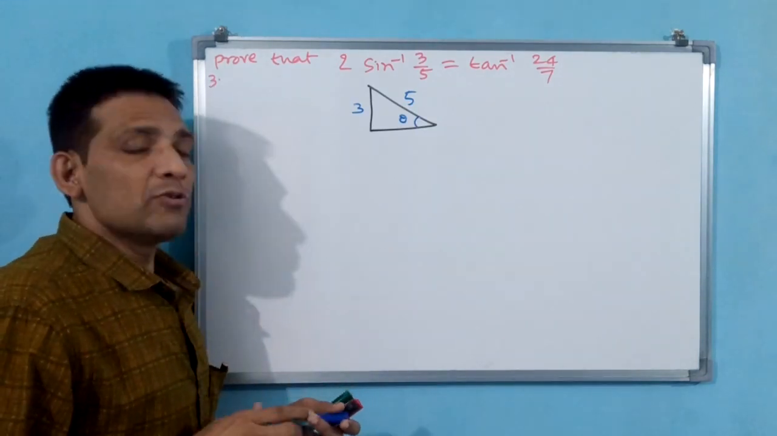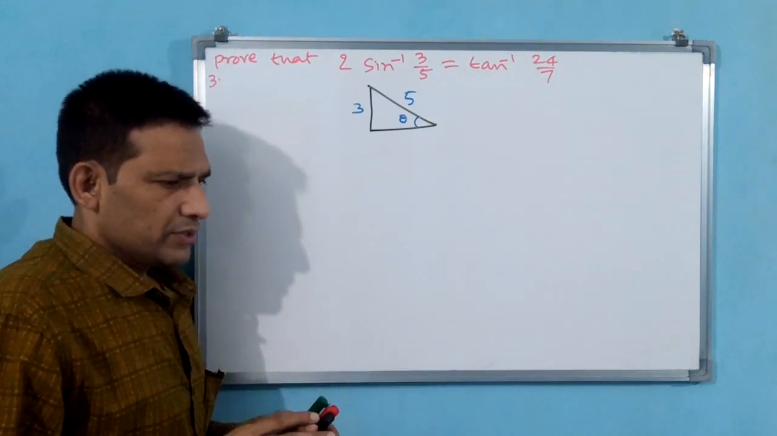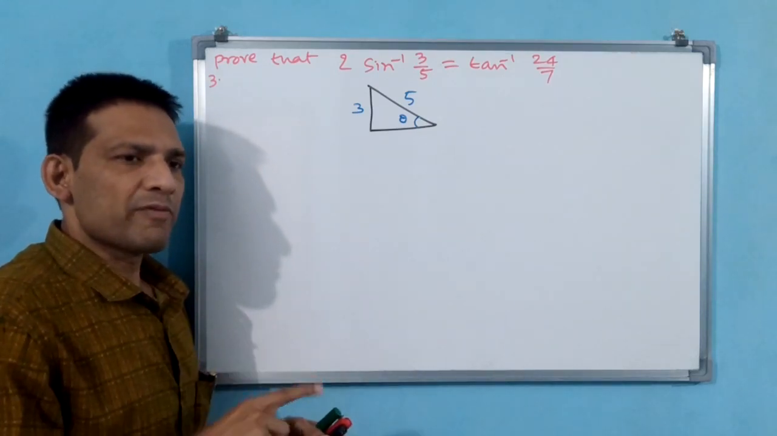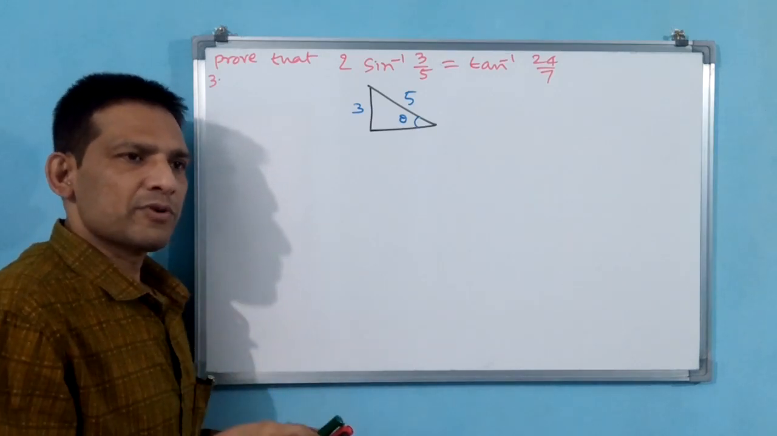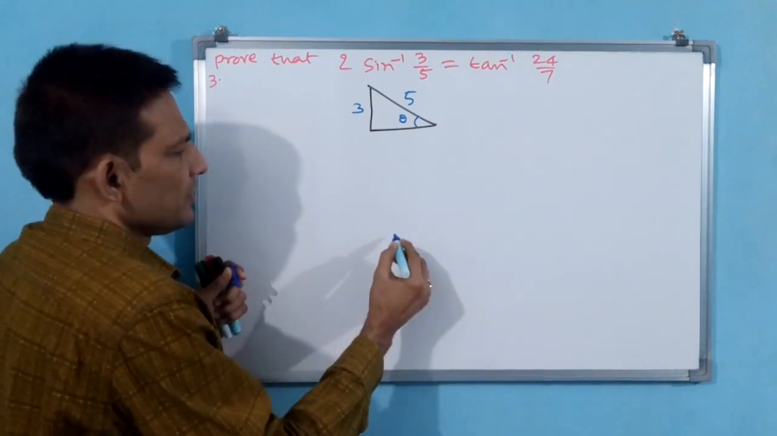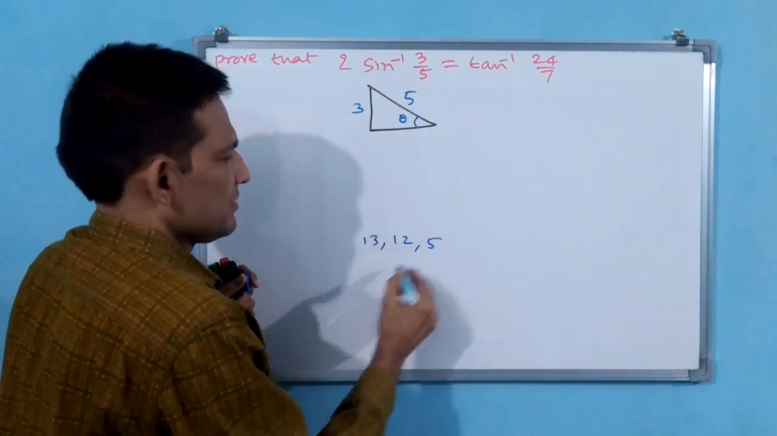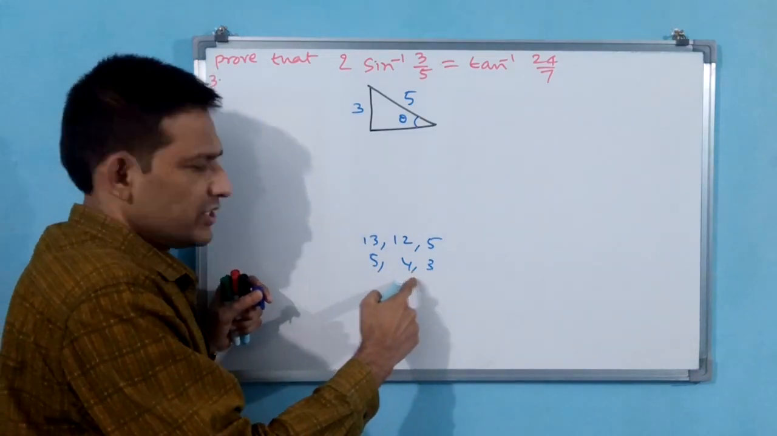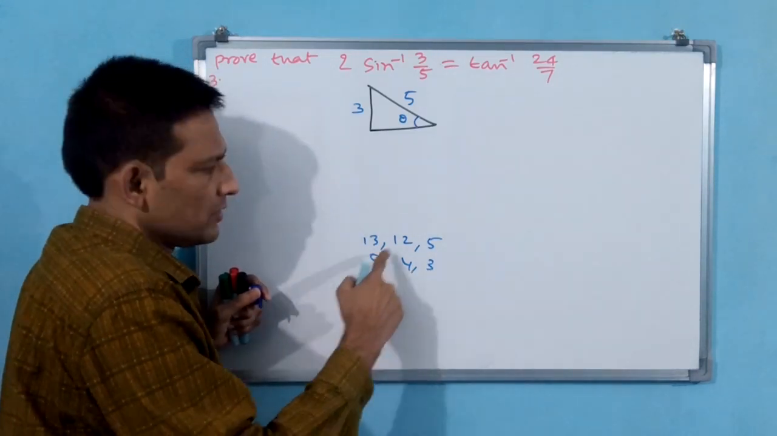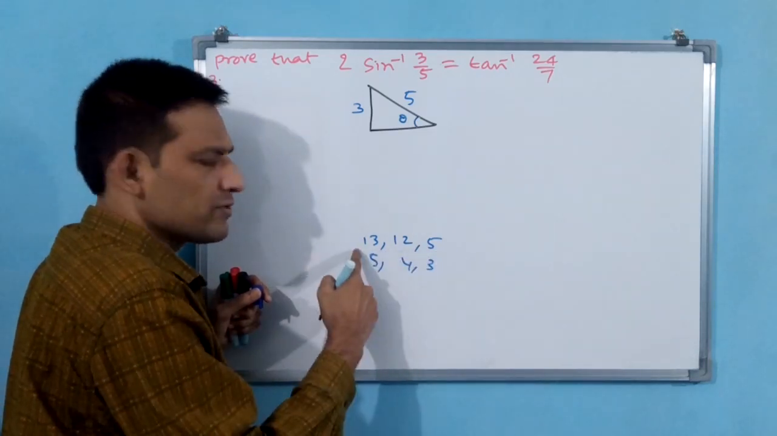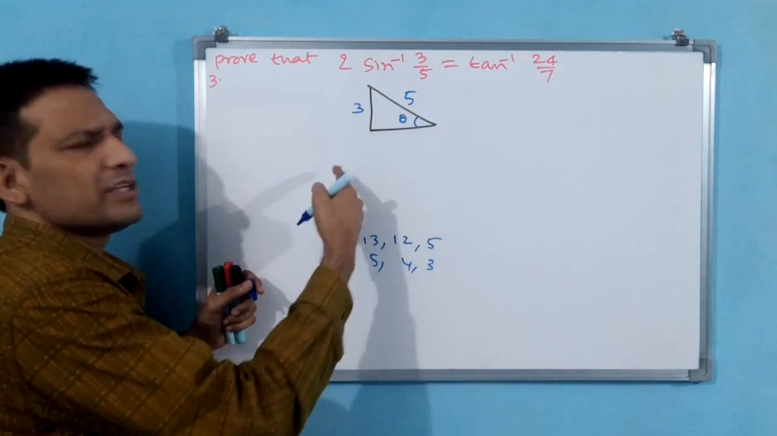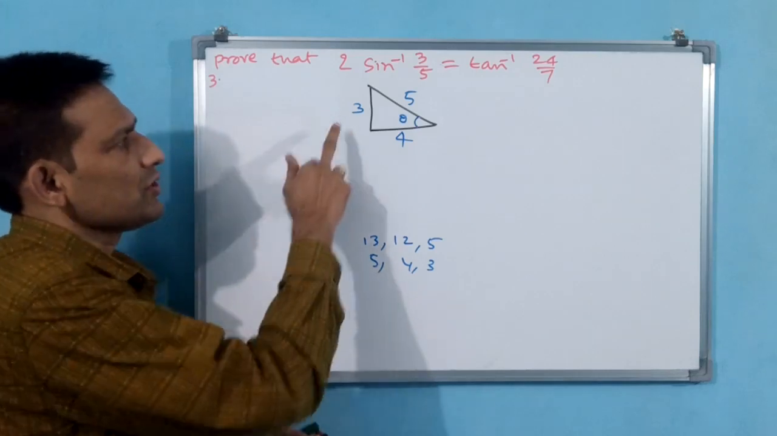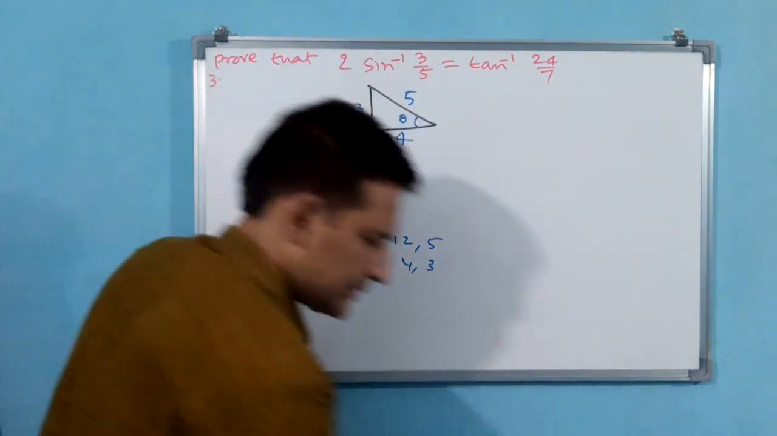Some values we have to remember. 12, 13, 5. That means 13 squared is 169, 12 squared is 144, 5 squared is 25. 144 plus 25 is 169, root is 13. And also 5, 4, 3: 4 squared is 16, 3 squared is 9, 25, root 5. Like this, some values you have to remember. For 3, 4, 5, you need not calculate again, directly you can write 4. Why? Because 3 square plus 4 square is equal to 5 square.